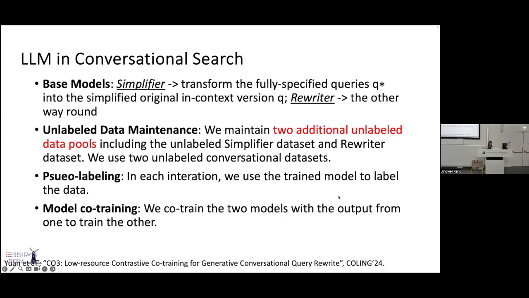And the basic idea of this co-training paradigm is actually very simple. It's just to leverage the simplifier in an adversarial way to improve the ability of the rewriter. So which means the simplifier only transforms the fully specified questions into the simplified original in-context version, and it's trained to help make this rewriter more robust.